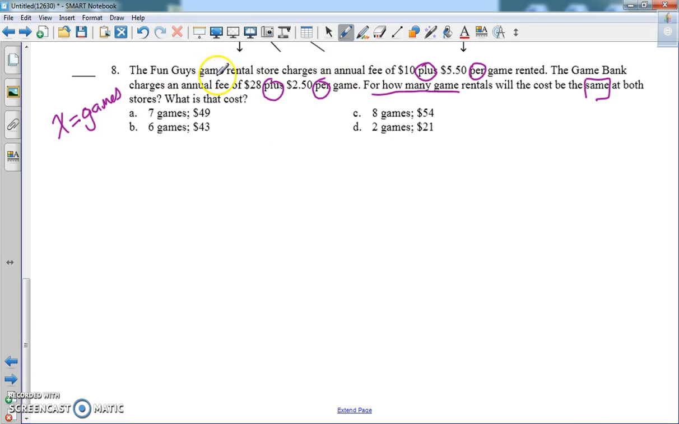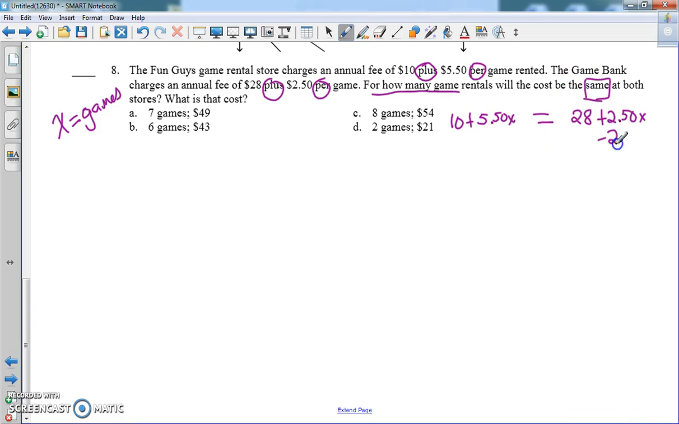So let's start with the Fun Guys game. They did 10 plus $5.50 per game. Per means you're multiplying, so $5.50 times X. The game bank did $28 plus $2.50 per game. And we want them to be the same, which means we want them to equal each other. So we're going to solve this.